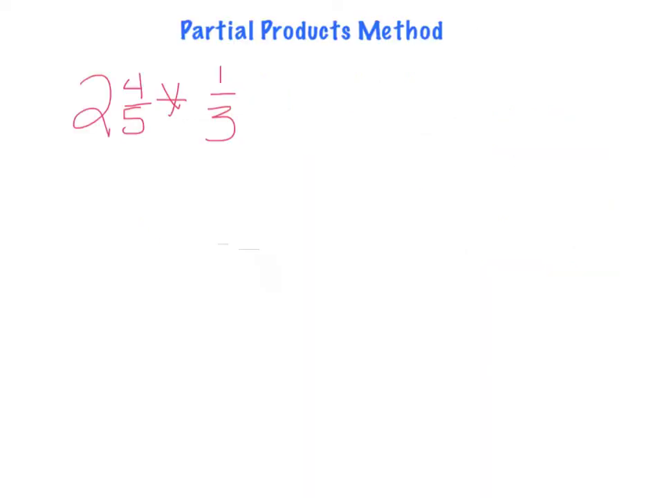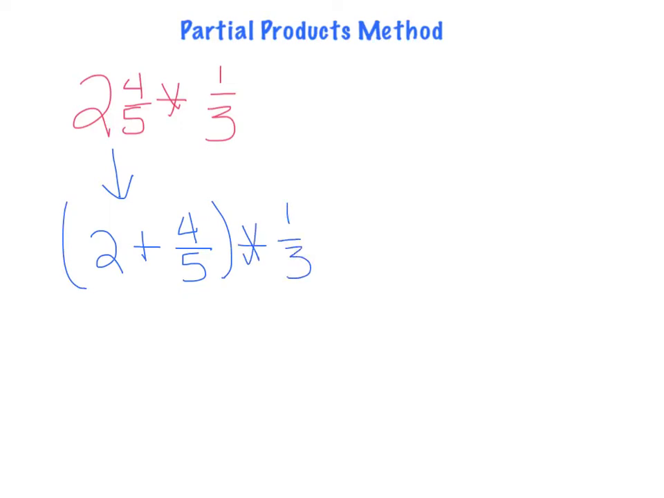Okay, let's apply the same idea of using partial products with mixed numbers and fractions. So I know that I'm going to need to multiply together all of the parts and then add the partial products at the end. So I'll start with 2 4/5, and I'm going to think about this as 2 plus 4/5. So I'm really writing it in expanded notation. And then each of those parts I'm going to need to multiply by 1/3. So I'm going to show you what that might look like.